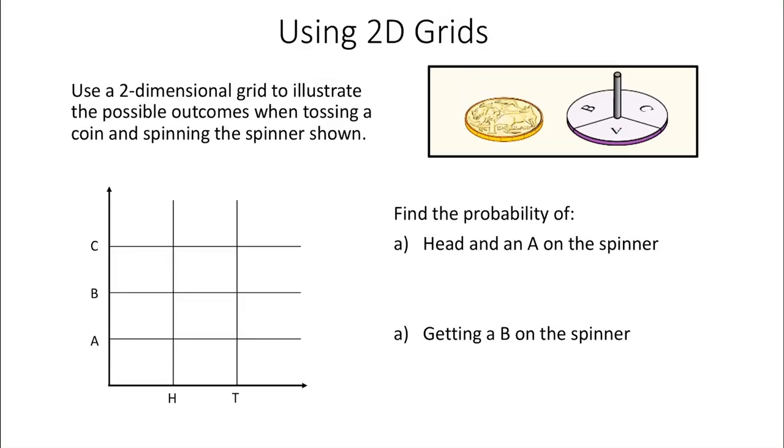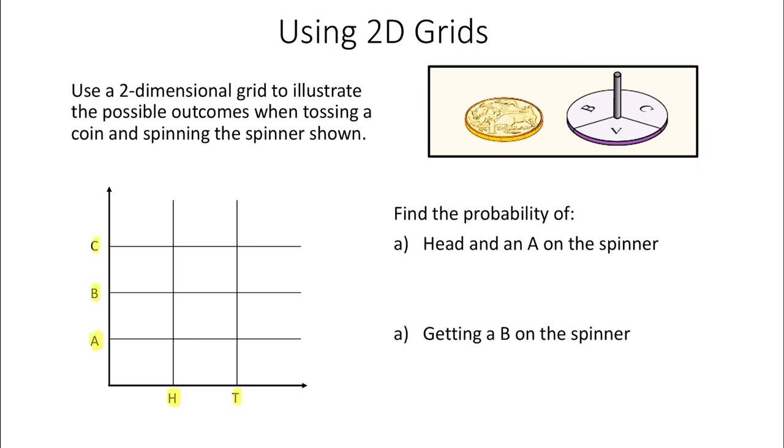Okay, so this example wants us to use 2D grids to calculate some probabilities involving two independent events happening. So we've got flipping of a coin and then spinning this spinner with three possible outcomes of A, B, or C. So on our two-dimensional grid that I've drawn down here, on one axis you have the first event, which is flipping the coin, which will result in a heads or a tails.